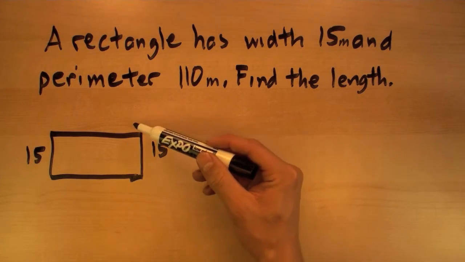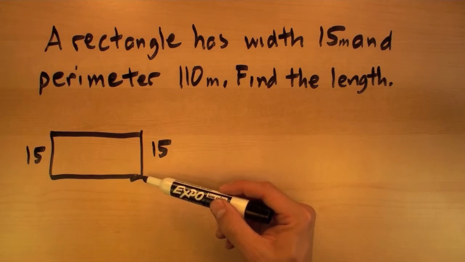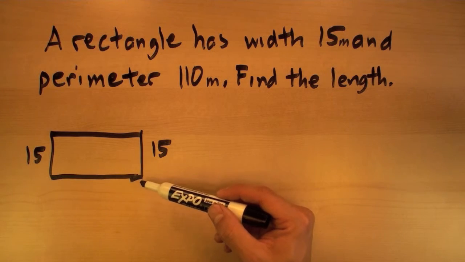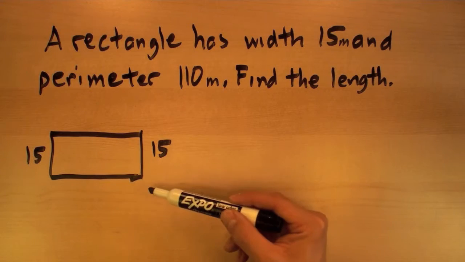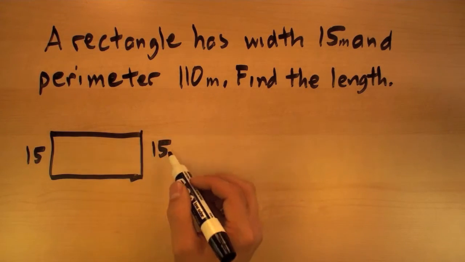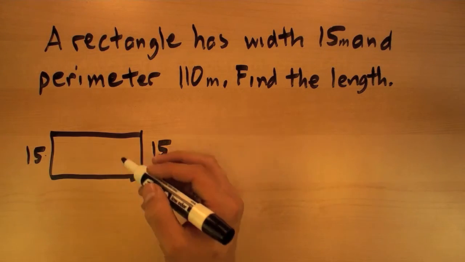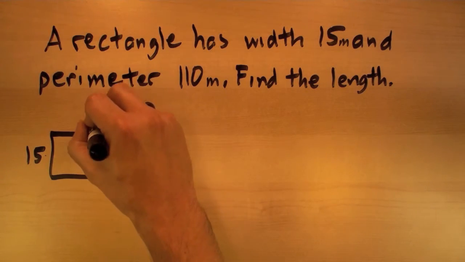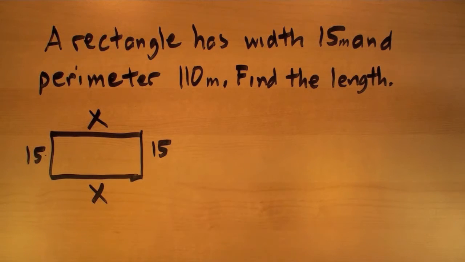And remember, the perimeter is the distance all the way around. So you sometimes hear about walking the perimeter. Well, that means how long it would take you to walk all the way around something. So if we've got 15 and 15 for the width, and for the length, we don't know, let's just call it x. Well, both of those sides will be x.